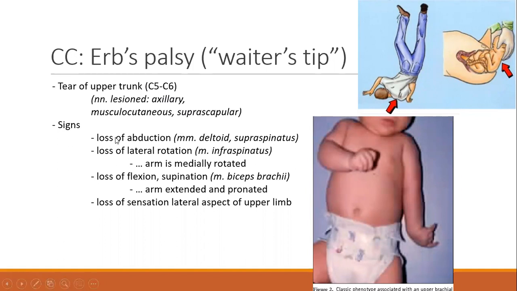For people who end up with this type of injury, you'll have a loss of abduction, because remember, you get that from deltoid and supraspinatus, and deltoid is axillary nerve and supraspinatus is from suprascapular. You have a loss of lateral rotation because you've lost infraspinatus, which once again comes from your suprascapular nerve. So your arm ends up being medially rotated because you can't laterally rotate it out.